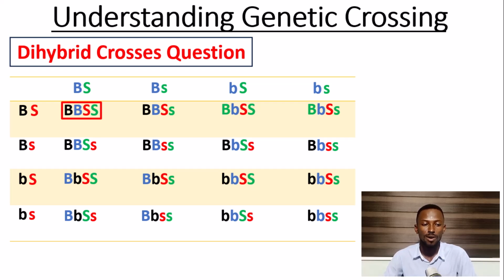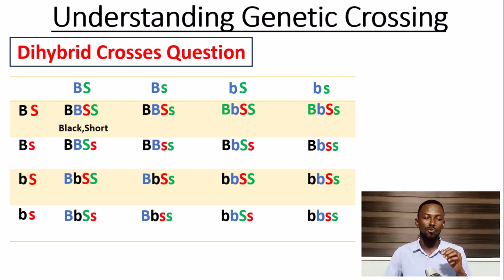Now remember, the B's are responsible for the color of the fur, and the S's are responsible for the length of the fur. So capital B should tell us automatically that the fur color is going to be black, and then the length of the fur is going to be what? Short. So the physical expression of this genotype will be black, short fur. Let's put it that way.